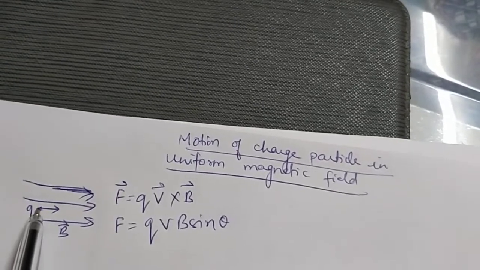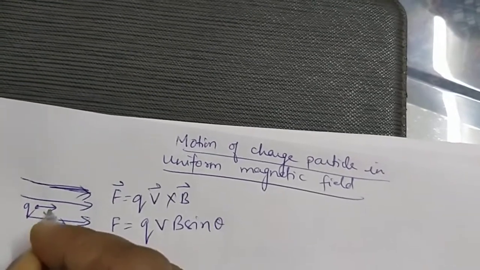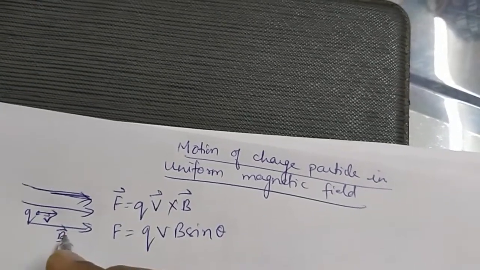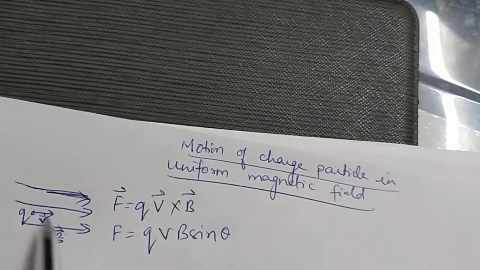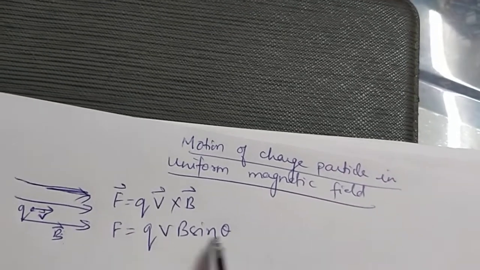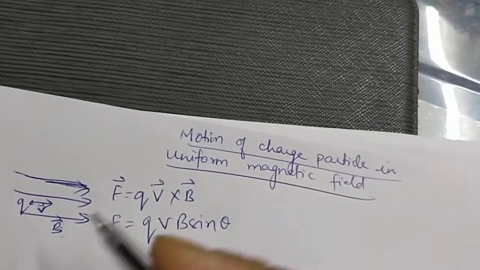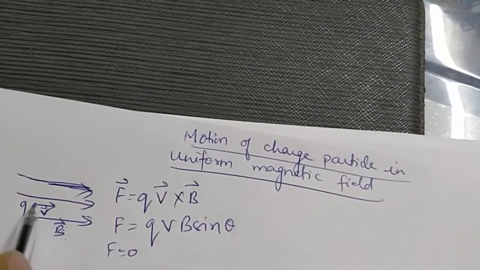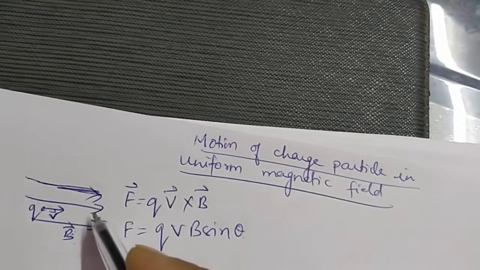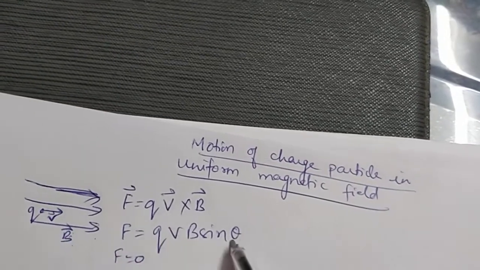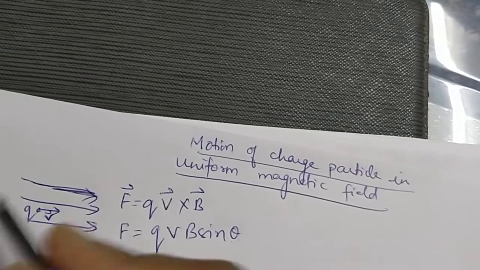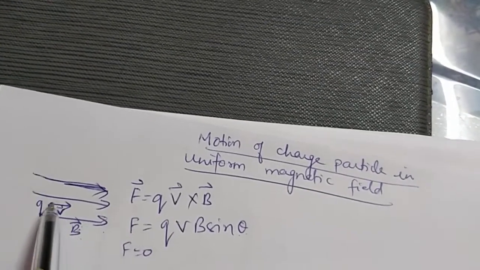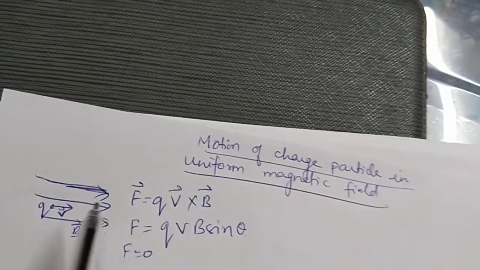But if the charged particle is moving in the same direction as B, then velocity and B both become parallel. The angle between v and B will be 0 degrees, and sin 0 is 0, so the force will become 0. So there is no force acting on the charged particle if it is moving parallel to the magnetic field. Even if it is moving opposite to the magnetic field, theta will be 180 degrees, and sin 180 is also 0, so the force will again be 0. So the particle will not accelerate. Whatever its velocity or speed, it will keep on moving in a straight line with the same speed.